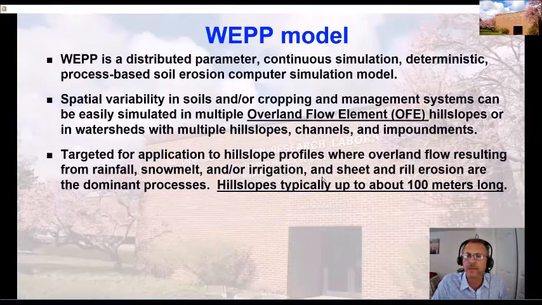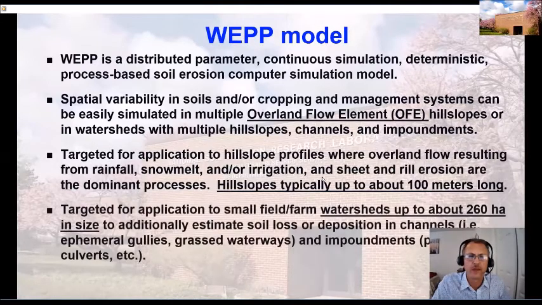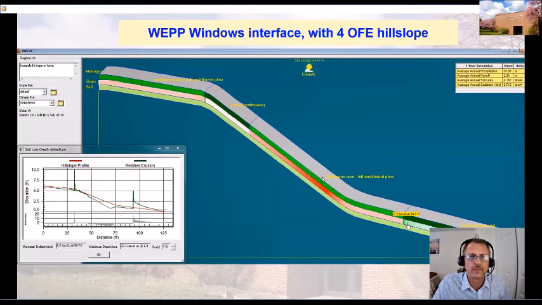So hillslopes are typically up to about 100 meters long, and it is also targeted for application to small field and farm watersheds up to about 260 hectares in size, to additionally estimate soil loss or deposition in channels, such as ephemeral gullies or grass waterways, and impoundments, such as ponds and culverts.